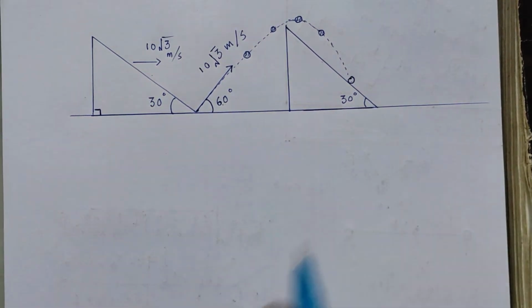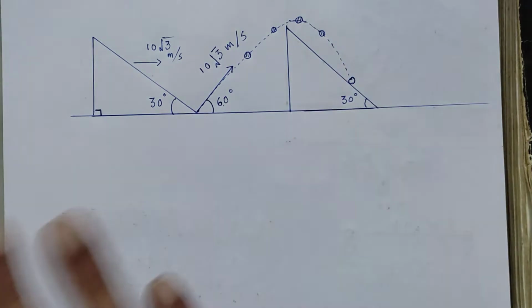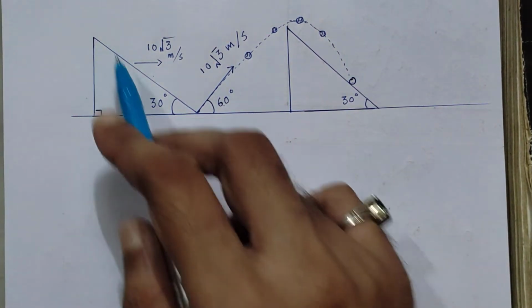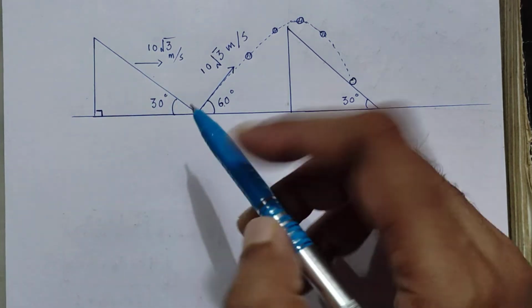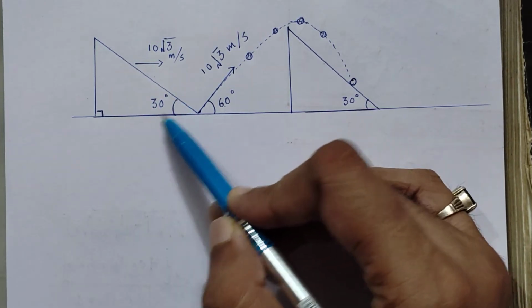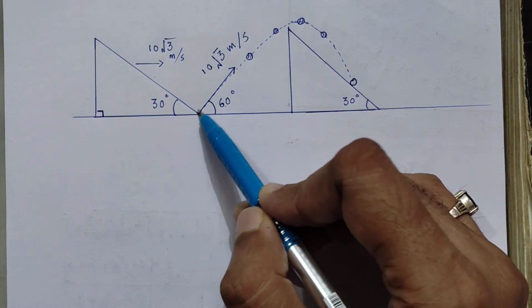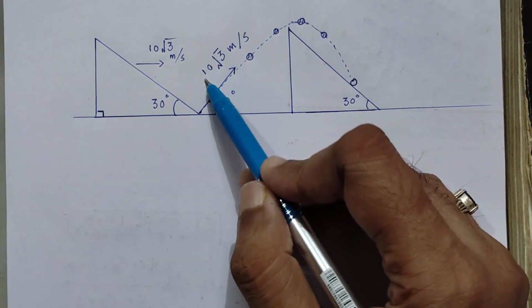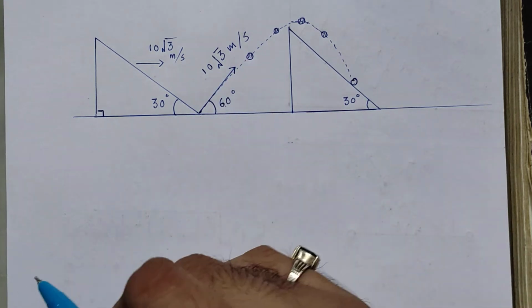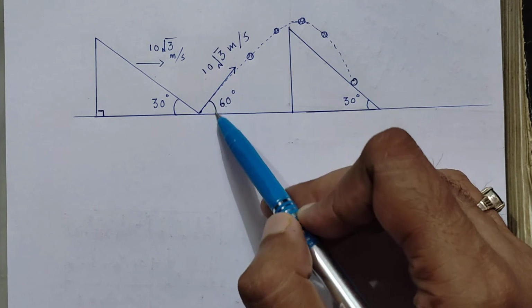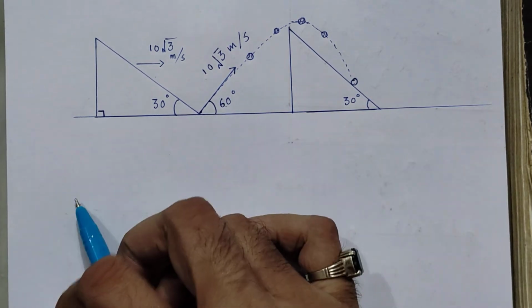Hello my dear students, today we will discuss a very interesting problem on projectile motion. You have a wedge. This wedge is inclined at an angle 30 degree with the horizontal. From the bottom of this wedge, a projectile is fired with velocity 10 root 3 meter per second. The velocity with which the projectile is fired is making an angle 60 degree with the horizontal.